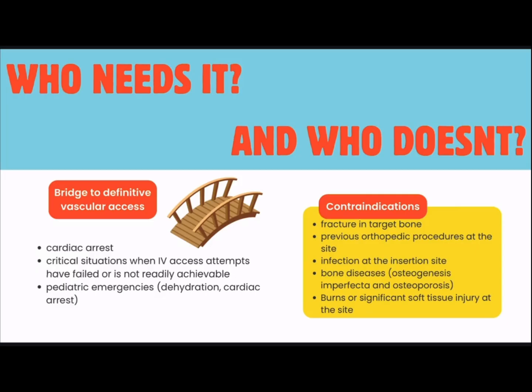Then we have previous orthopedic procedures at the site. You might be thinking to yourself, how do I know? Well, this patient probably is going to have some sort of scar indicating it, or maybe family will signify that they've had this. Or if you have access to the chart, you could know that the patient's had these prior surgical interventions. Prosthetic joints or hardware can really interfere with needle placement and also increase the risk for infection.